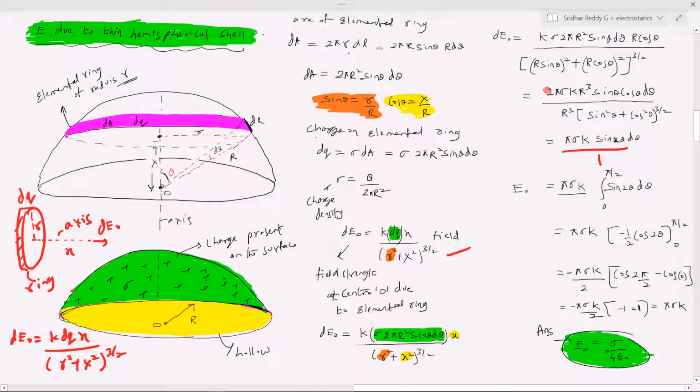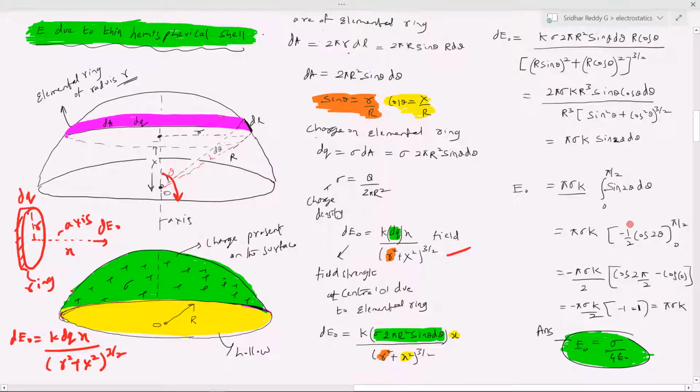Now further you look at this: 2 sin theta cos theta d theta. Can I write it as sin 2 theta? And R cube gets cancelled. So what will be left over here? Pi sigma k sin 2 theta d theta. Let me integrate it from 0 to pi by 2, the limit 0 to pi by 2.